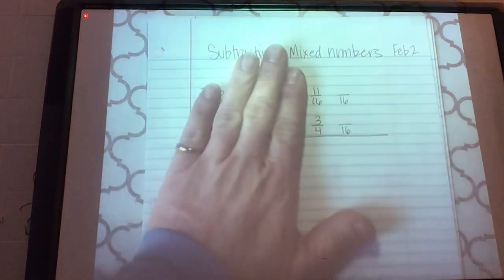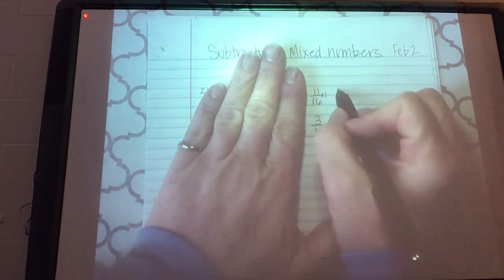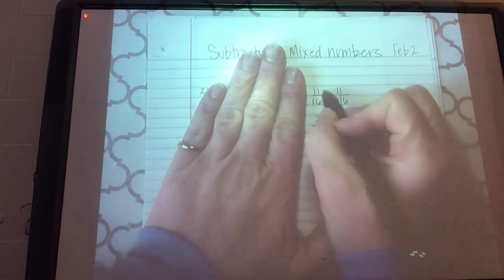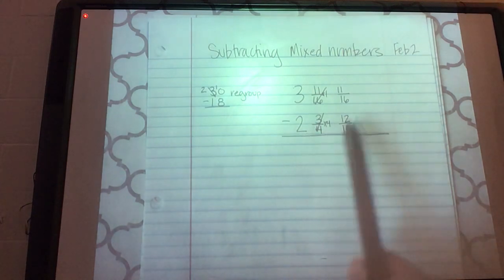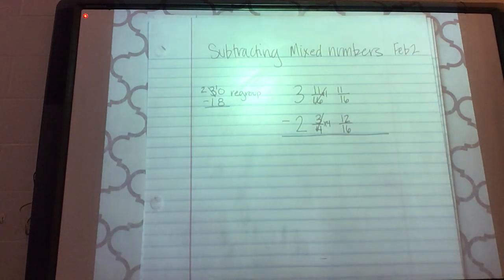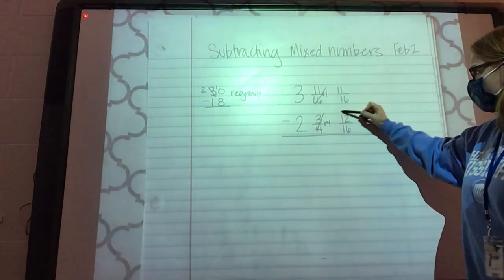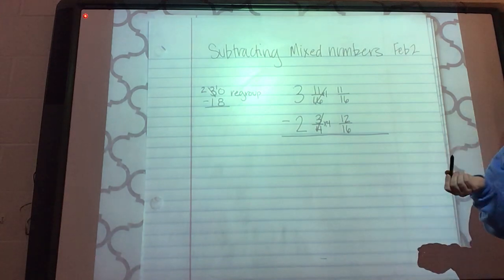All right, do we know how to find the numerators? Yes. This is times 1, so that's 11. This one was times 4, so that is 12. So now we have 3 and 11/16 minus 2 and 12/16. Can you have 11 and take 12 away? No, you cannot do that. So we have to regroup.